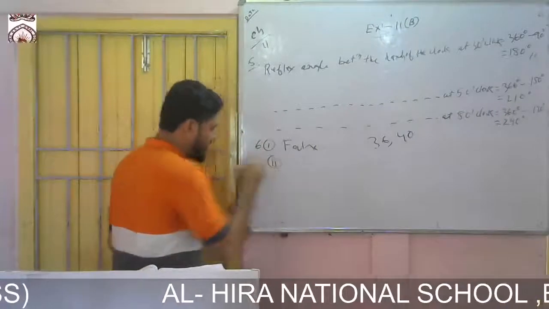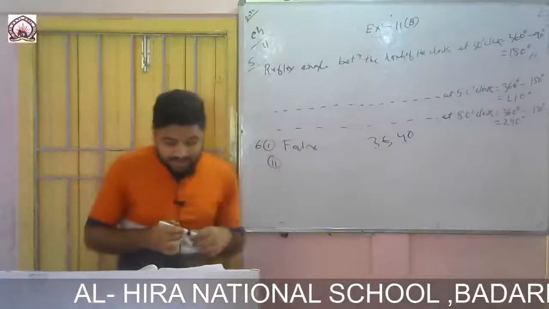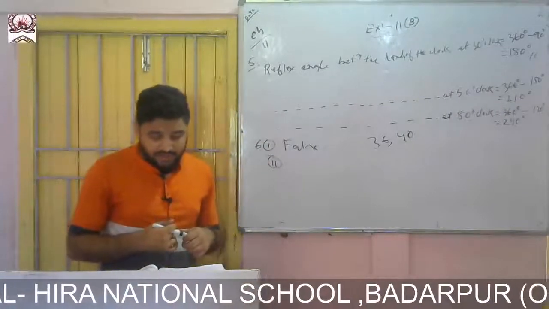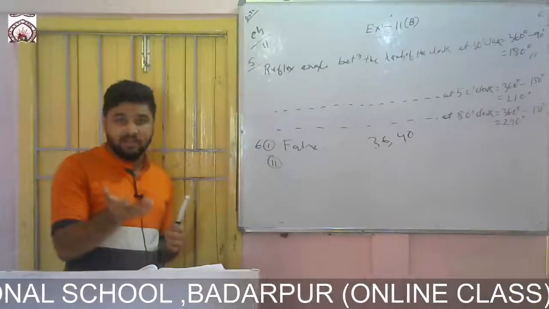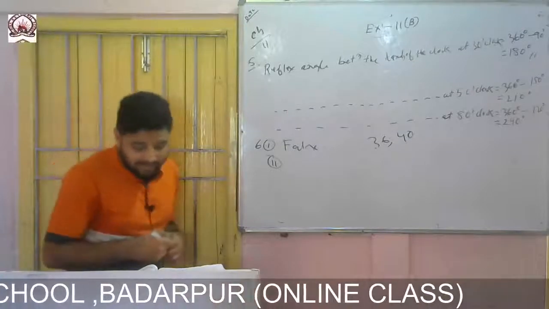Number 2: if an angle measures 45 degrees, it is acute. Yes, it is true. 45 degrees is less than 90 degrees, so it is acute. So it is true.